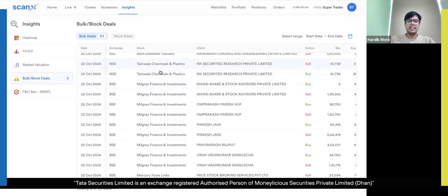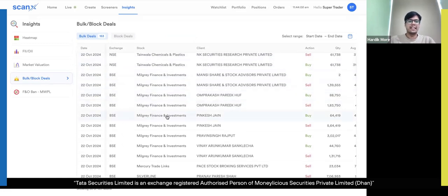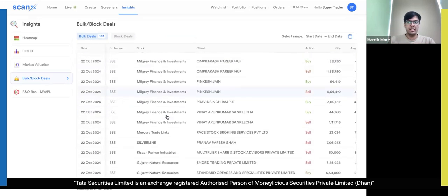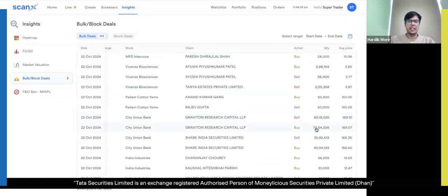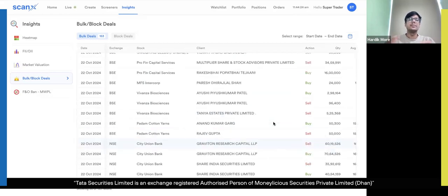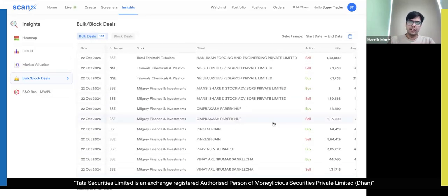So I can see over here, for example, Mil Gri Finance had some investments or some action happening on a corporate level, right? Or City Union Bank, where there was some shift happening. They sold some shares, they bought some more shares. So I see there's some positive sign where maybe City Union Bank becomes a buy for me, right? So these bulk block deals happen on the exchange, or are informed to the exchange by the big players in the market. So I can actually track what big money is doing, right?